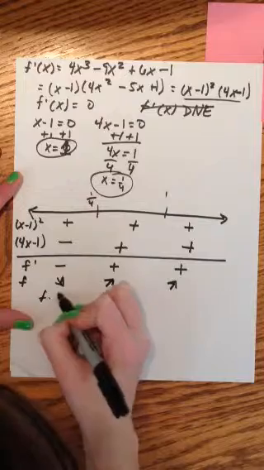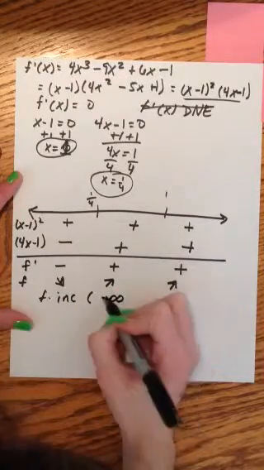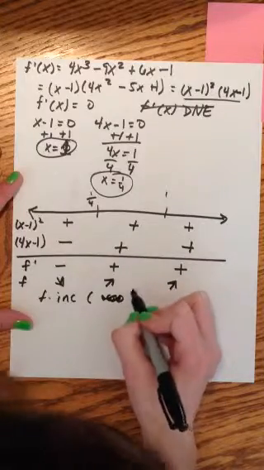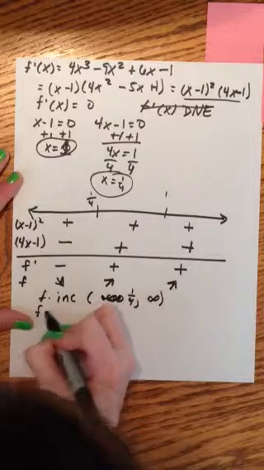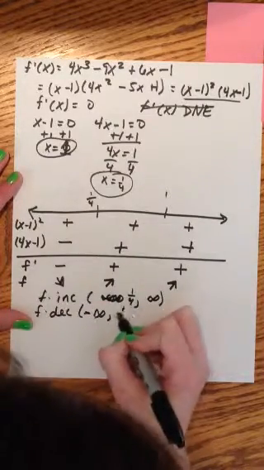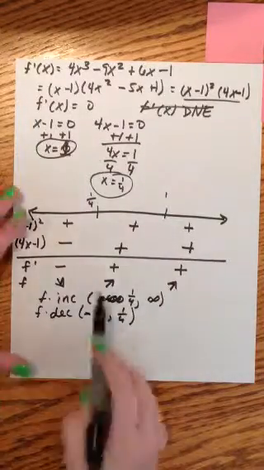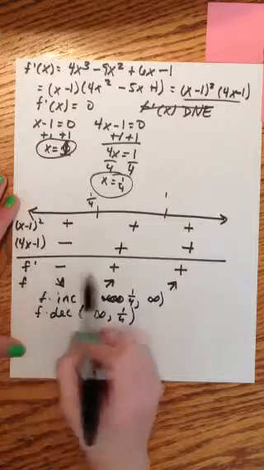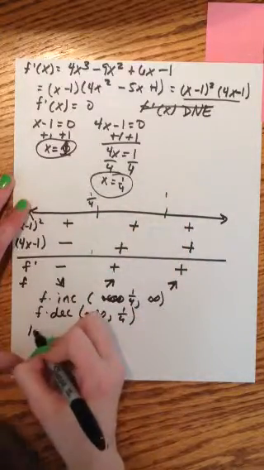So f is increasing from 1/4 to infinity, and then f is decreasing from negative infinity to 1/4. So we know that every time that f prime switches from negative to positive, there's a local min, so that means there's a local min at x equals 1/4.